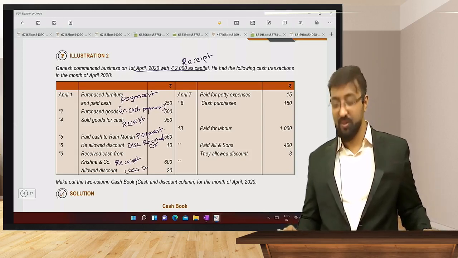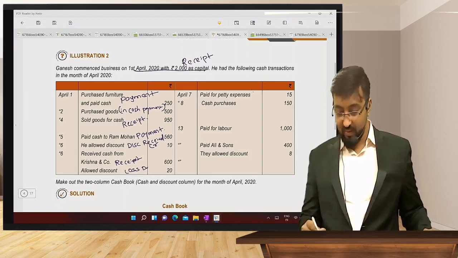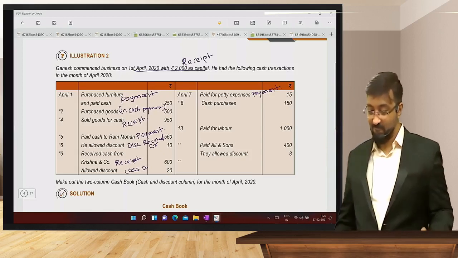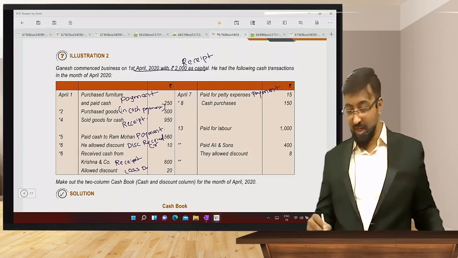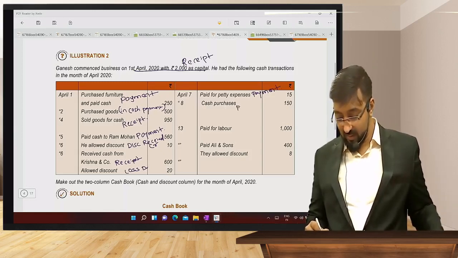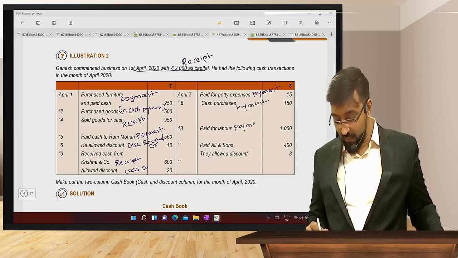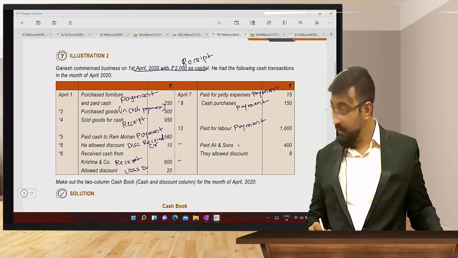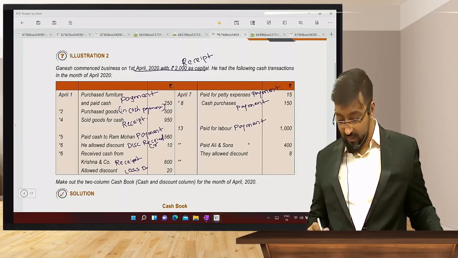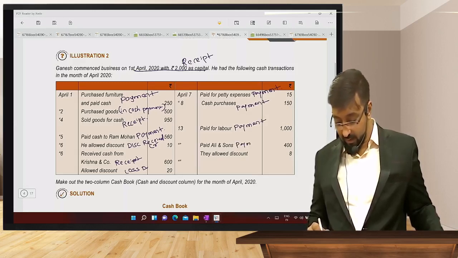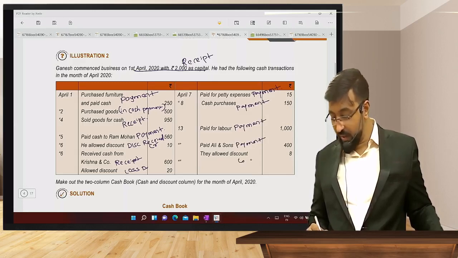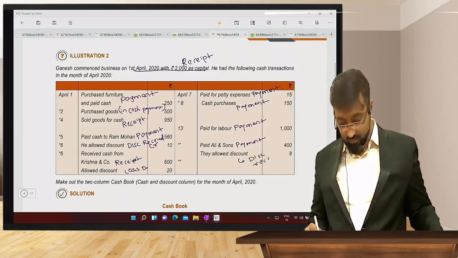Paid for petty expense, payment. Cash purchases, payment. Paid for labor, payment. Paid Ali and Son, payment. And they allowed discount, discount received.